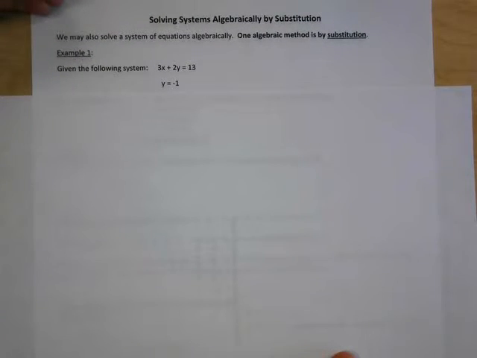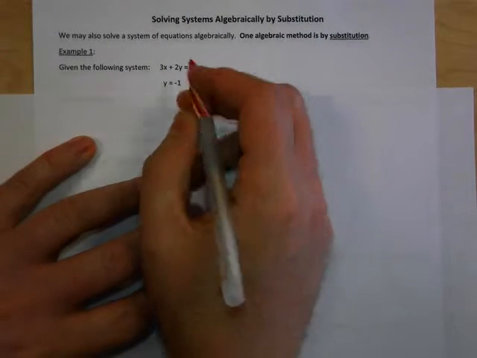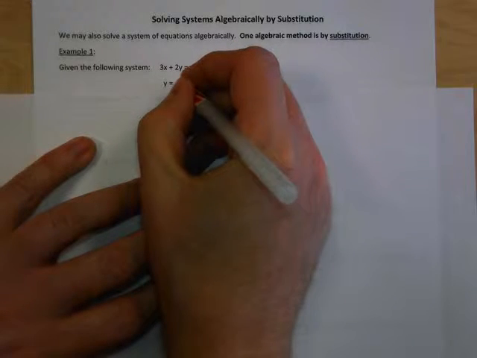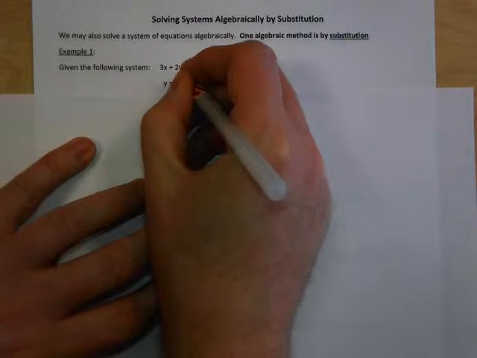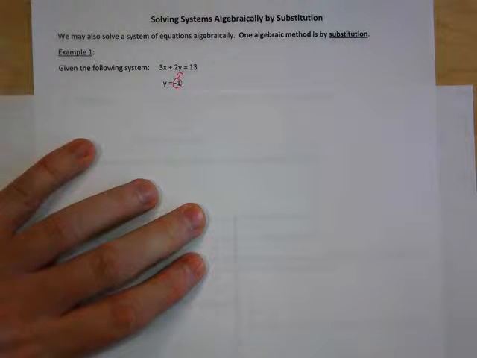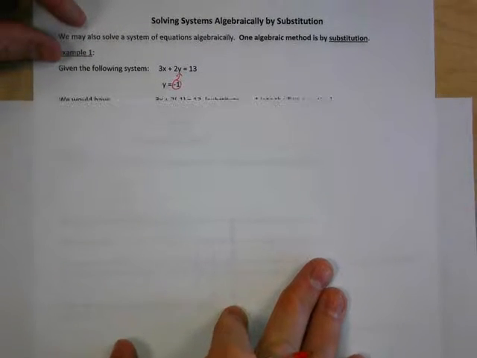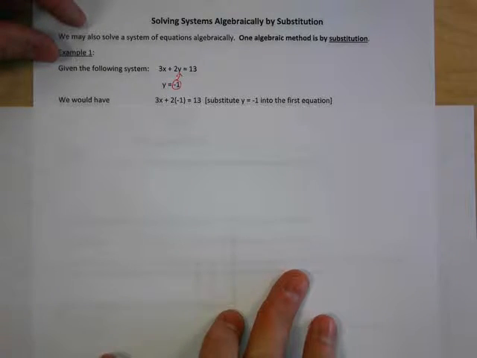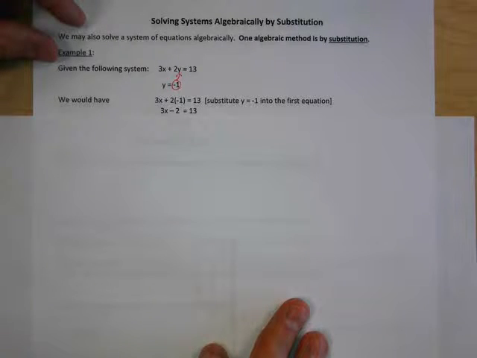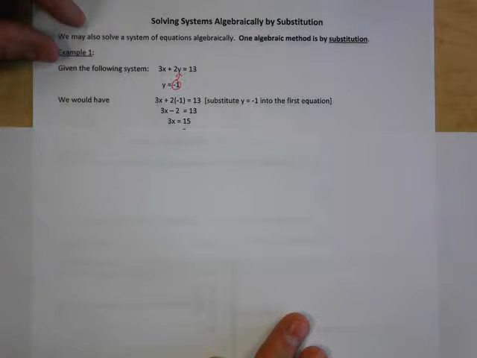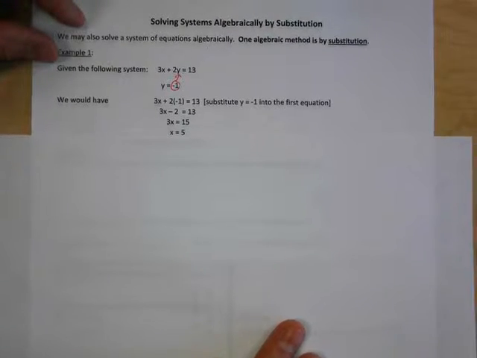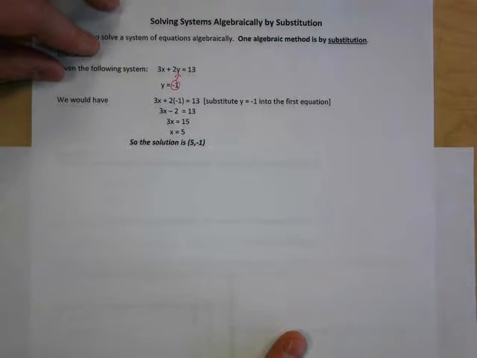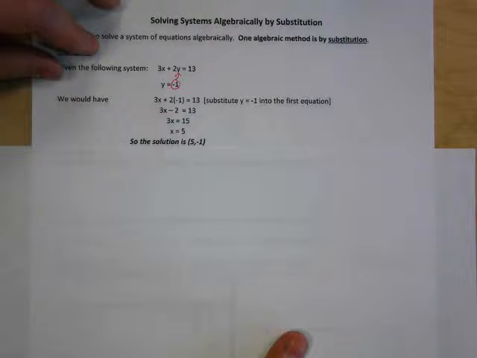If we're given this system, 3x plus 2y equals 13 and y equals negative 1, hopefully we can recognize that since y equals negative 1, we can substitute that into the other equation. Then we have 3x plus 2 times negative 1 equals 13. Solving for x, we have 3x minus 2 equals 13. We add the 2 to get 3x equals 15, and then divide by 3 to get x equals 5. So the solution would be 5, negative 1.